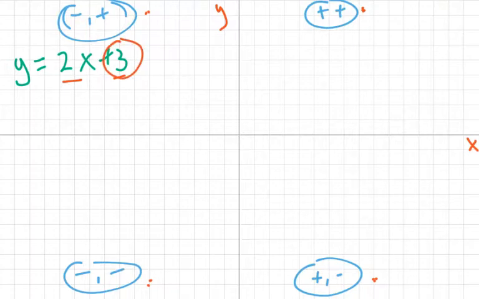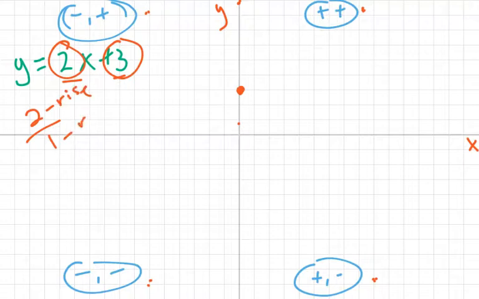That means that I go to my y-axis, which is right here. I go to 1, 2, 3, and I put my first point there. Now I just have to use my slope to get more points. My slope is 2. That's a rise of 2 and a run of 1. So that means from here I go up 2 over 1, up 2 over 1.